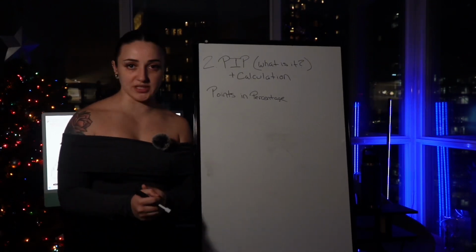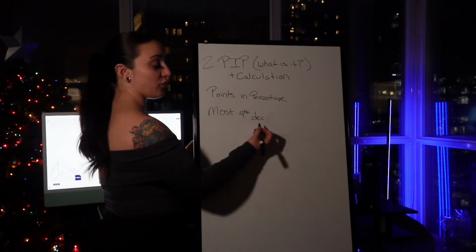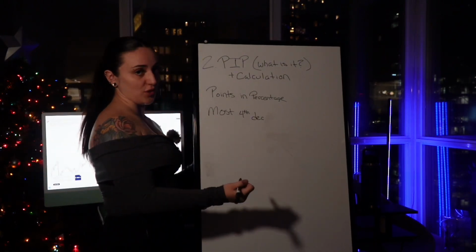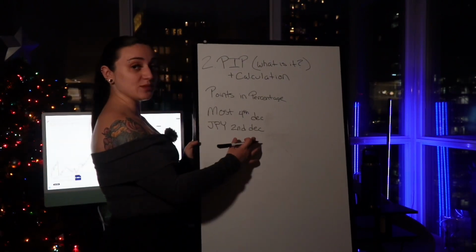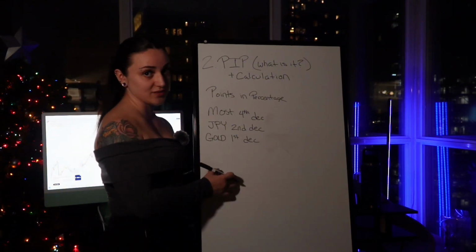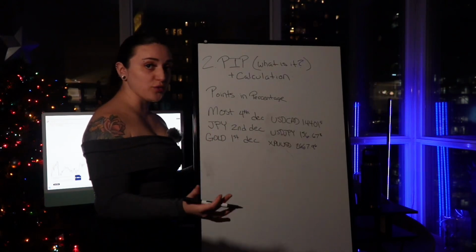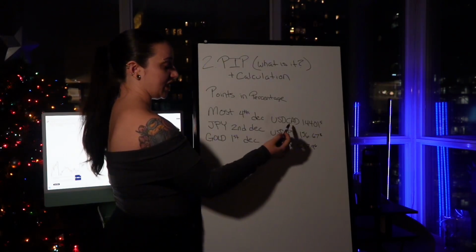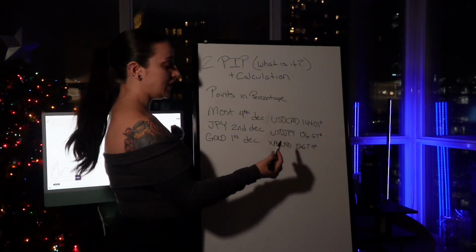So what are the scenarios that we'd see this in? In most cases, it'll be the fourth decimal place. There are two exceptions though. In the Japanese yen, it'll be the second decimal place. XAU USD, also known as gold, it's the first decimal place. Let's look at three different examples. Here are the three examples we're going to look at: USD versus Canadian dollar, USD versus Japanese yen, and gold.